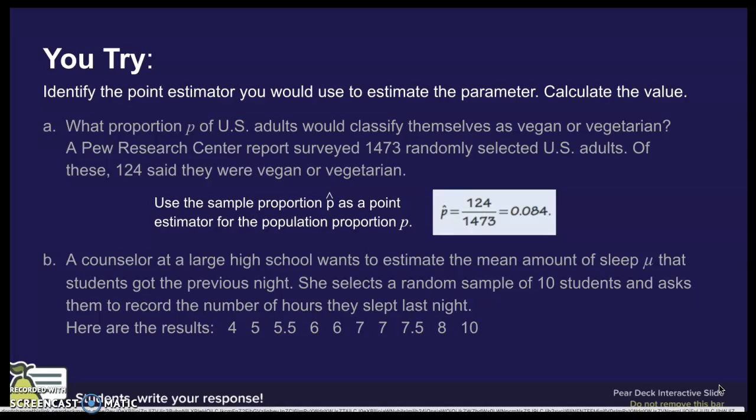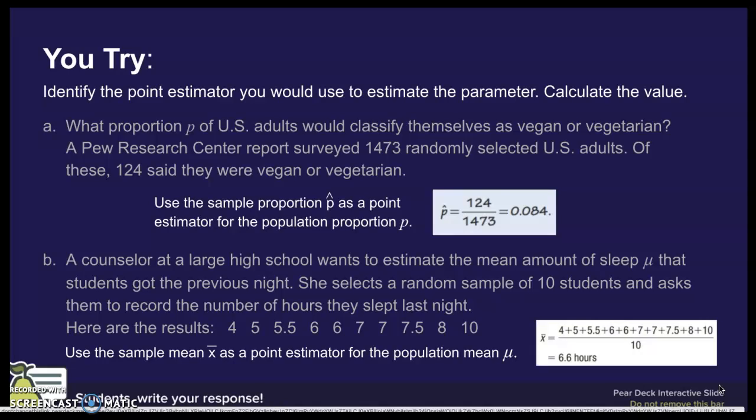All right, try this one. You have a counselor at a large high school wanting to estimate the mean amount of sleep, mu, that students got the previous night. She selects a random sample of 10 students and asks them to record the number of hours they slept last night. Here are the results. So remember, you're going to use the sample mean, x bar, and you get that by adding up all the values and dividing by 10, so it's 6.6 hours.